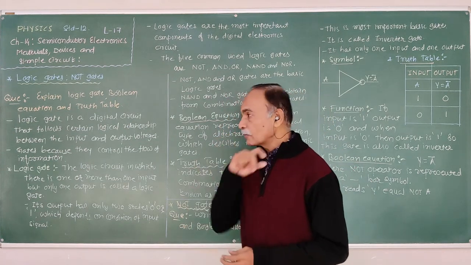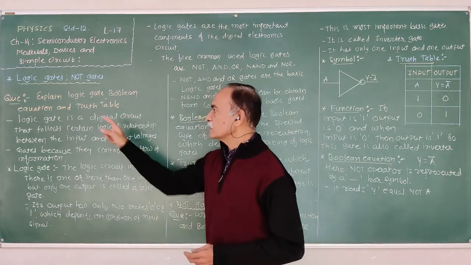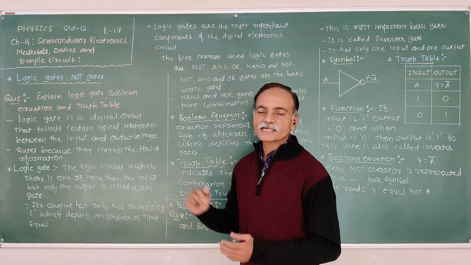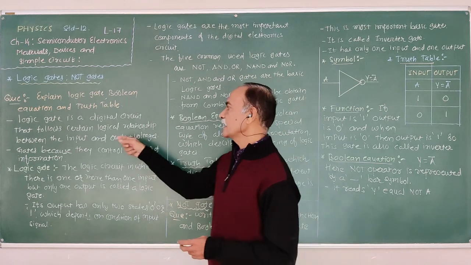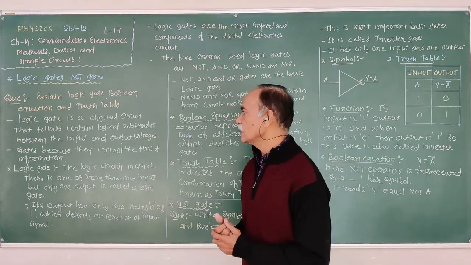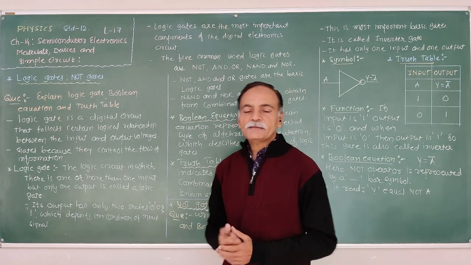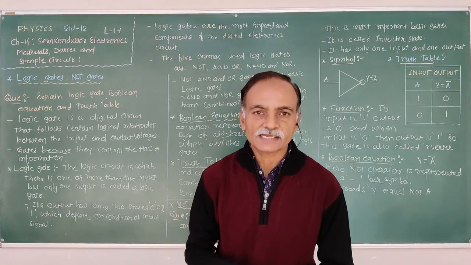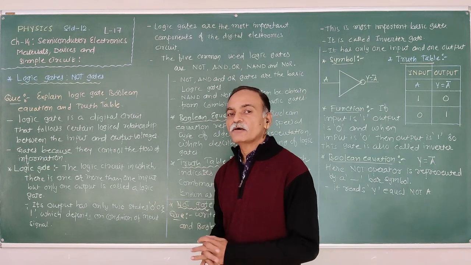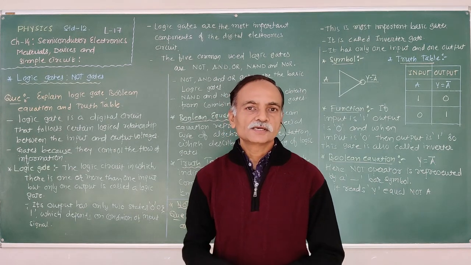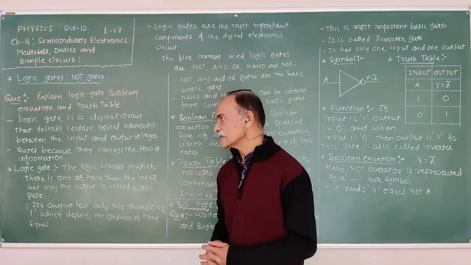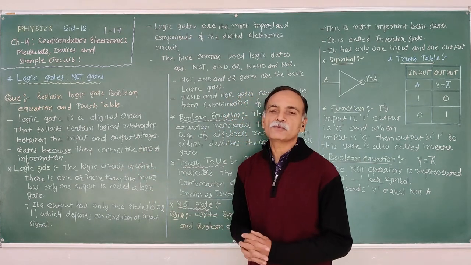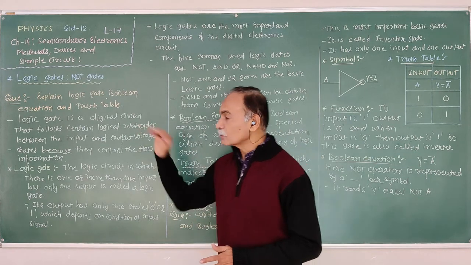Again, what is the logic gate? A logic gate is a digital circuit that follows a certain relationship between input and output voltages. If the certain relation between the input and output is established, only in that condition do we obtain the output. So that is known as the digital circuit. Gates, because they control the flow of information. Why is that known as the gates?